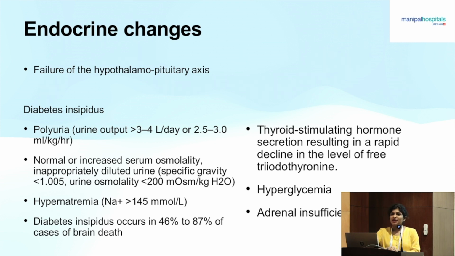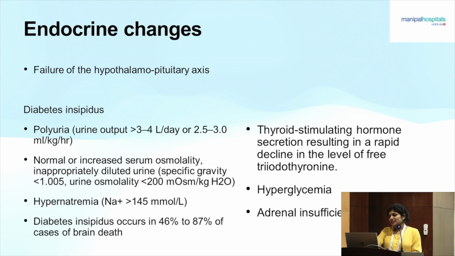So these patients will have diabetes insipidus, and criteria is there. Polyuria with urine output of more than 2.5 to 3 ml per kg per hour. And then there will be dilute urine, so urine specific gravity will be less, osmolality will be less. Hypernatremia with a sodium of more than 145. This diabetes insipidus is pretty common. It will be seen in around 46 to 87% of the patients with brain death.